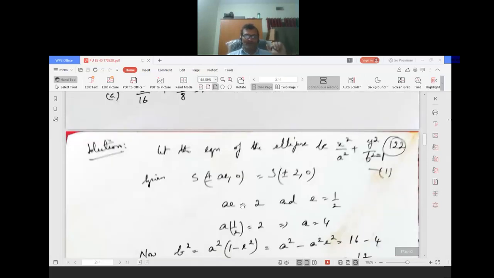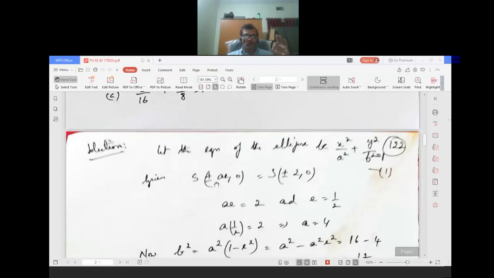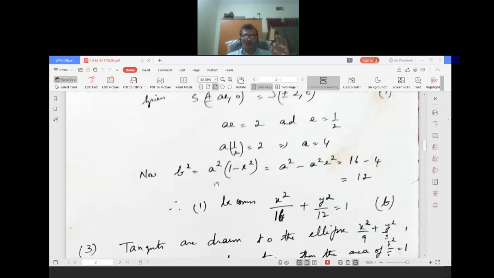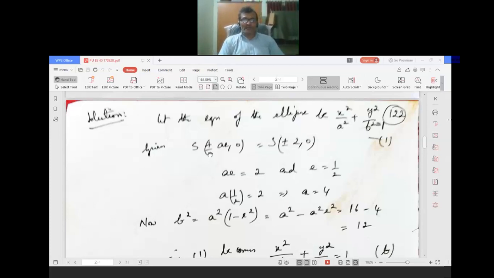Okay. Now let the equation of the ellipse be x squared by a squared plus y squared by b squared equals 1. It is given the focus is plus or minus 2 comma 0. The formula for the focus is plus or minus ae comma 0. So here ae equals 2.